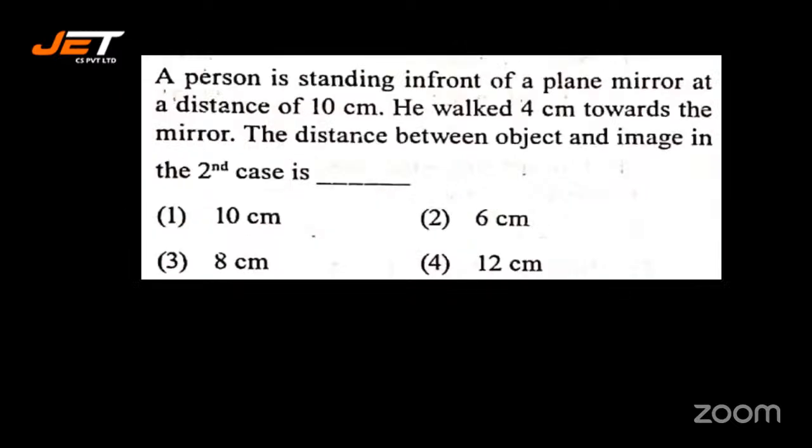Good, excellent. Let's look at this one. A person is standing in front of a plane mirror at a distance of 10 centimeters. He walked 4 centimeters towards the mirror. The distance between the object and the image in the second case is 10 centimeters, 12 centimeters, 6 centimeters, or 8 centimeters.